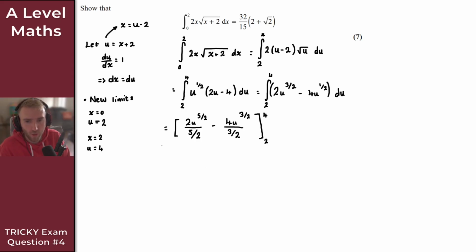Perfect. So at this point, what we now need to do is just substitute in the limits, right? Start with the upper limit, subtract the lower limit. So what would I get here then? We start with the upper limit of 4. So basically you just replace u with 4, right? So I've got 4 to the 5 over 2. So that's the square root of 4, which is 2. Raise that to the power of 5. So I get 2 to the 5, which is 32. Times that by 2, so I get 64. And that's all over 5 over 2.